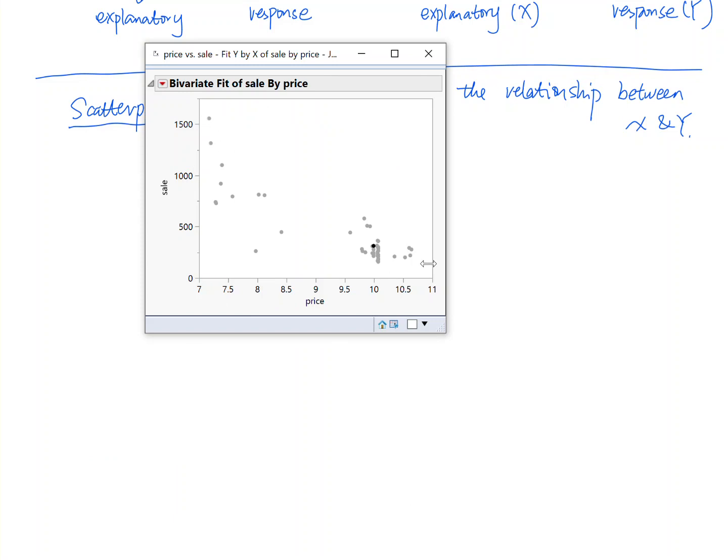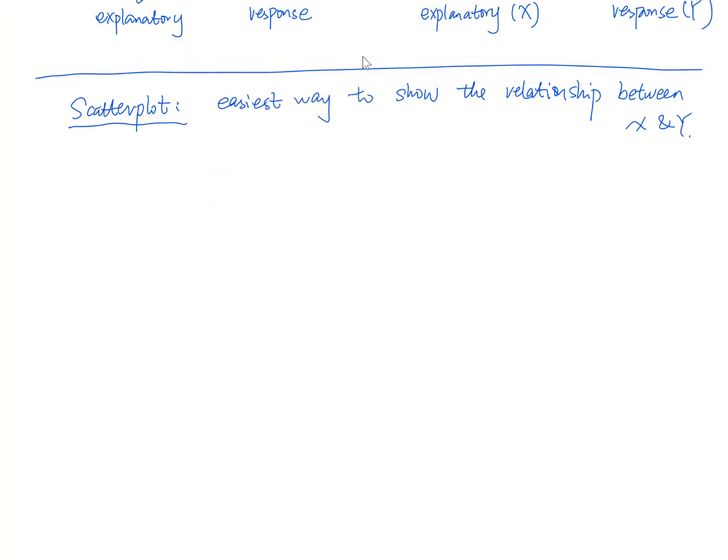And then from the scatter plot, you can see it's kind of a decreasing linear relationship between the price and the sale. It's not very curved, kind of linear. And when x increases, y decreases. So you get the first idea about the relationship between these two variables. So we say the scatter plot is the easiest way to show the relationship.